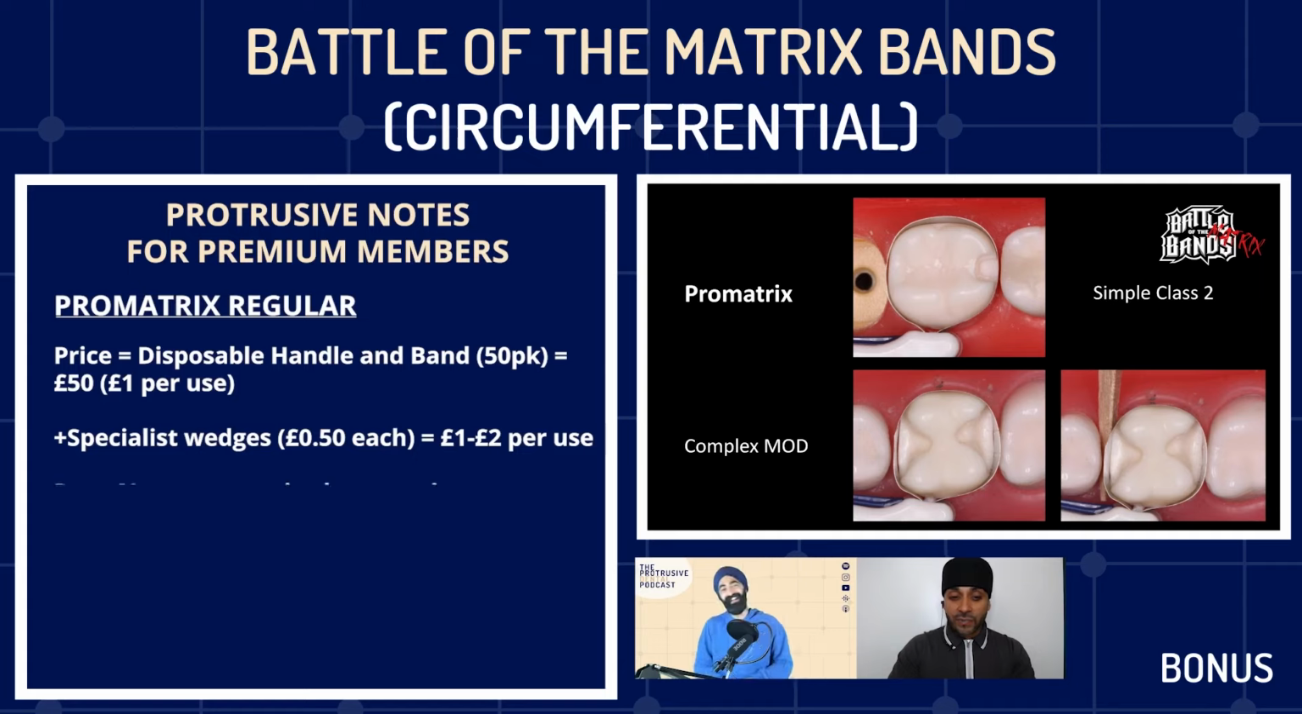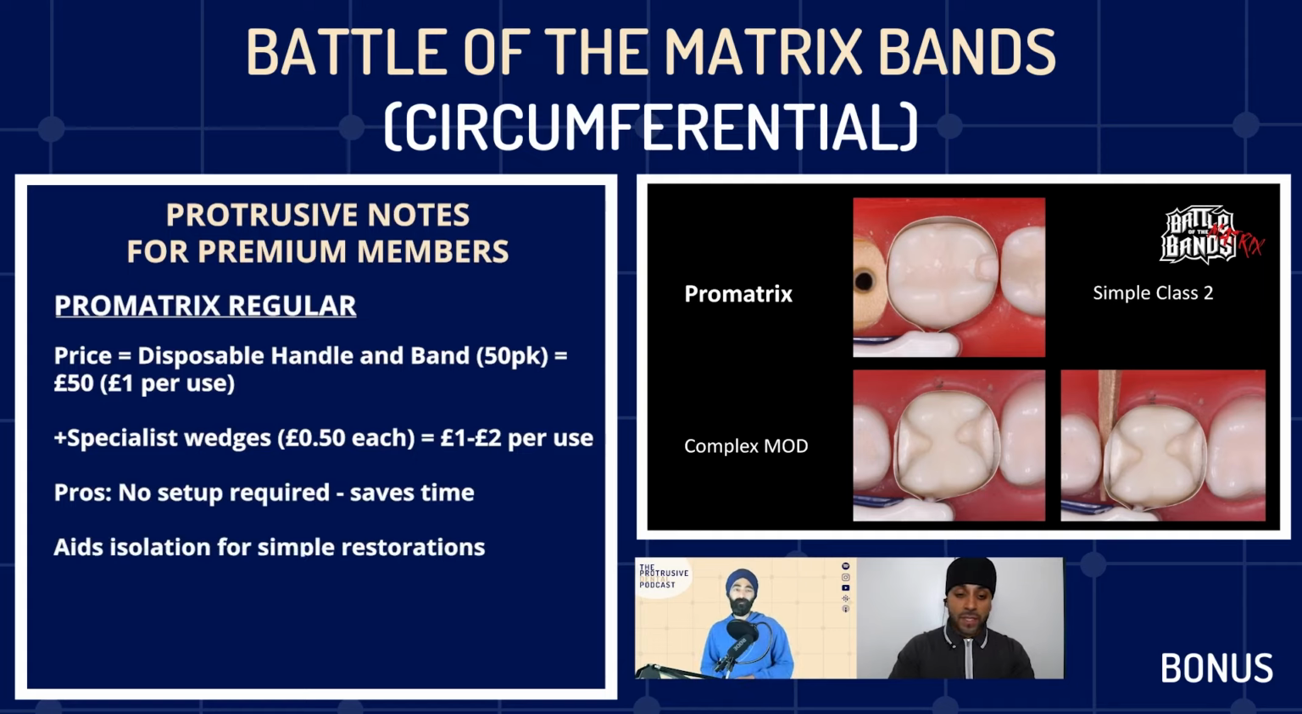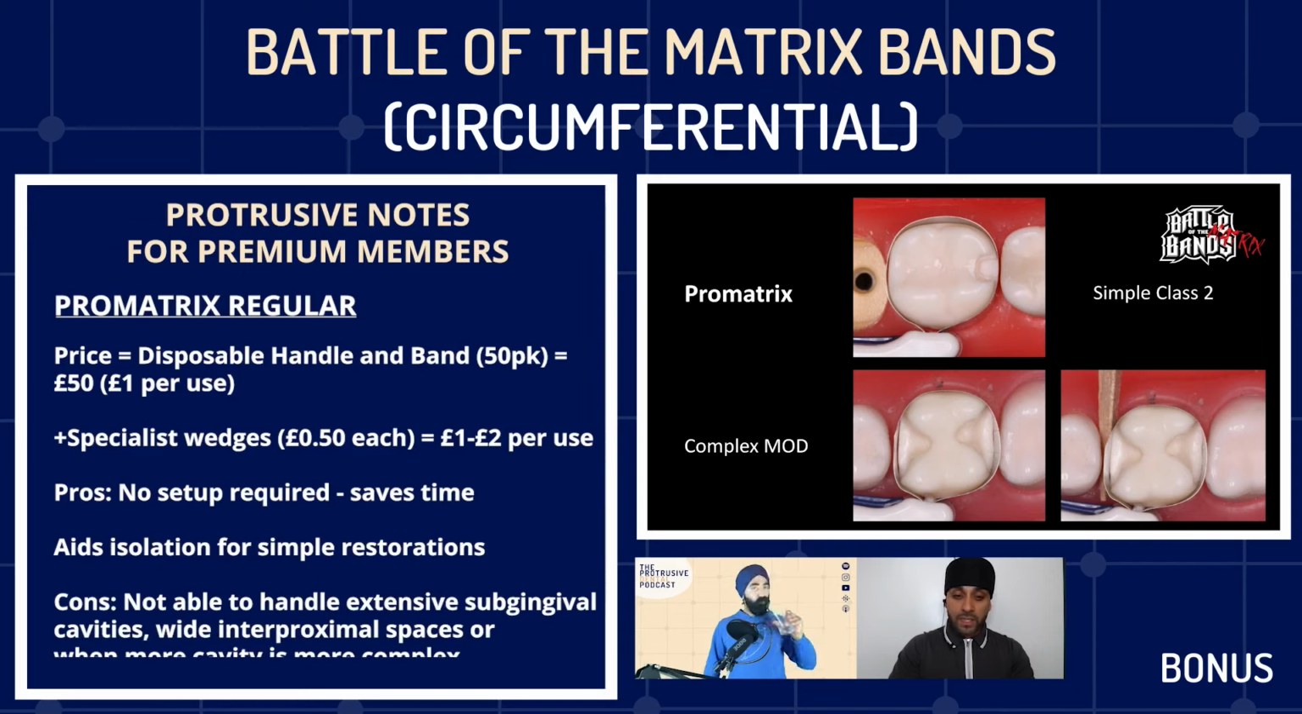So the pros, right? It's ready to go, so no setup. That saves time, and time is money, right? And for simpler restorations, once more, the matrix and wedge can help isolate our cavity preparations. The cons of this, very similar to before: not able to handle extensive subgingival cavities or wide interproximal spaces, or when the cavity is more complex.